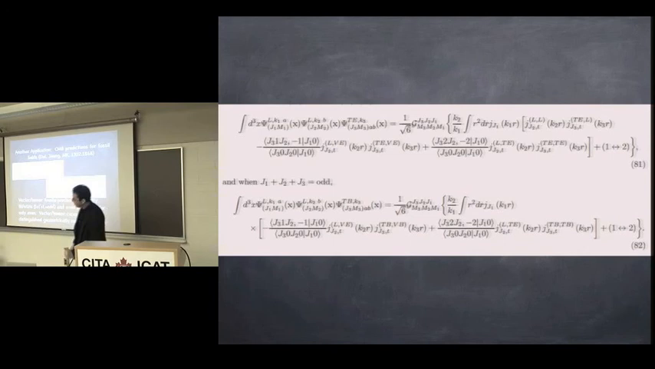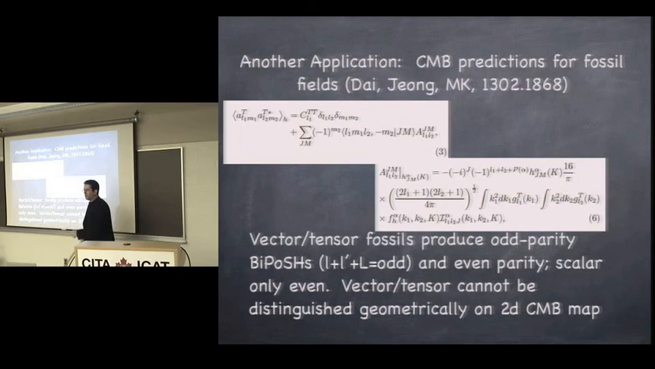So another application is the CMB predictions for fossil fields. Remember I showed you at the beginning that horrible formula. That was just one micro page from that whole set of notes that Leon wrote down with the 3j symbols, the 12j symbols, and God knows what. And now that we've finished this paper, we can just write down the answer. And this actually is a really short paper with very few equations, because we can just refer back to the results we derived from the more general treatment.